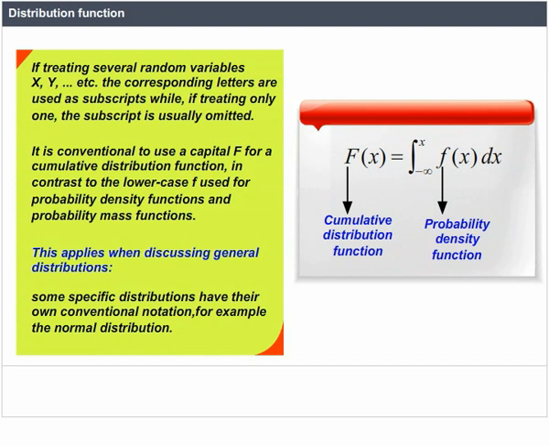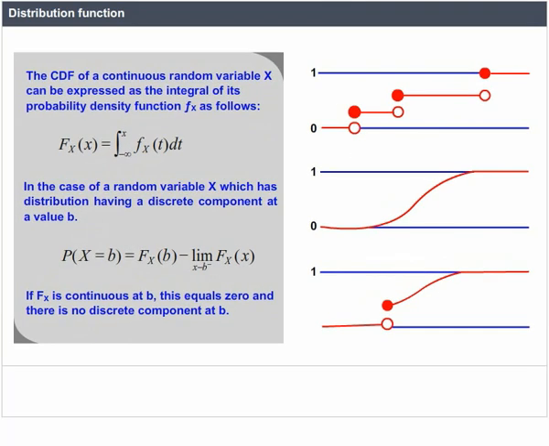The CDF of a continuous random variable x can be expressed as the integral of its probability density function f of x as follows: F_X of x equals the integral from minus infinity to x of f_X of t dt. In the case of a random variable x which has a distribution having a discrete component at a value b, probability of x equal to b equals F_X of b minus the limit as x tends to b of F_X of x. If F of x is continuous at b, this equals 0 and there is no discrete component at b.